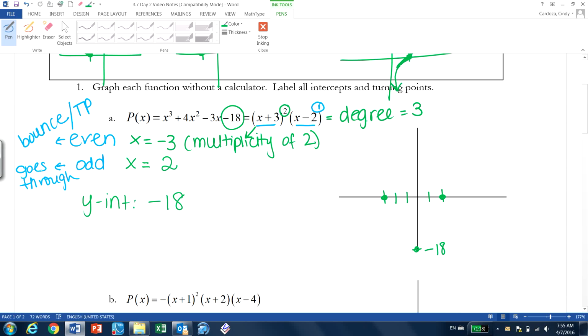So my end behavior, because there's a positive number in front of x cubed, and it's odd because my degree is 3, my end behavior is going to look like that. So I'm going to start there. Then, at -3, this is an even multiplicity. So I'm going to bounce here, and I'm going to go straight through this x-axis, okay? So here's my bounce, here's my turning point at x equals -3. But because my 2 was odd, I just went straight through the x-axis.